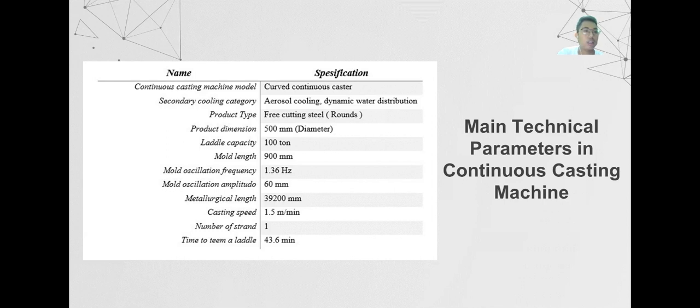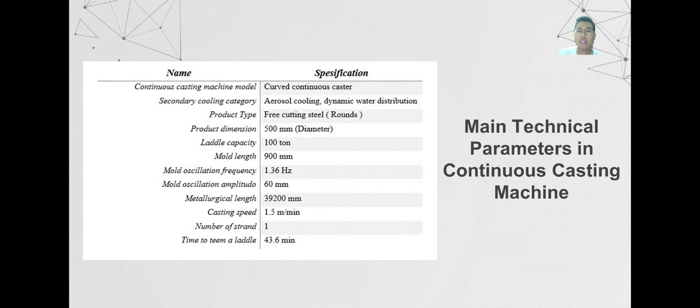The continuous casting machine model used for this project is a curved continuous caster type, and the secondary cooling category used is aerosol cooling, dynamic water distribution. The product type produced is free cutting steel in the form of round, and the product dimension is 500 millimeter in diameter. The ladle capacity is 100 ton. Mold length is 900 millimeter, and mold oscillation frequency is 1.36 hertz. Mold oscillation amplitude is 60 millimeter.